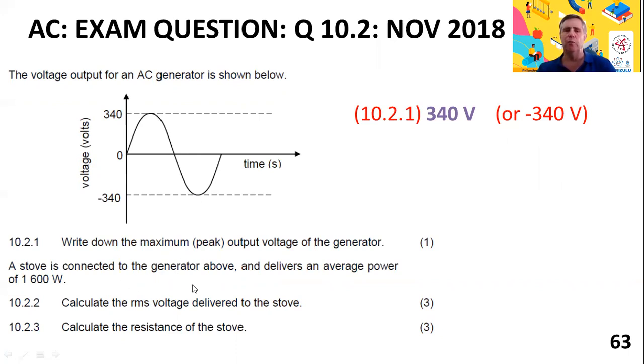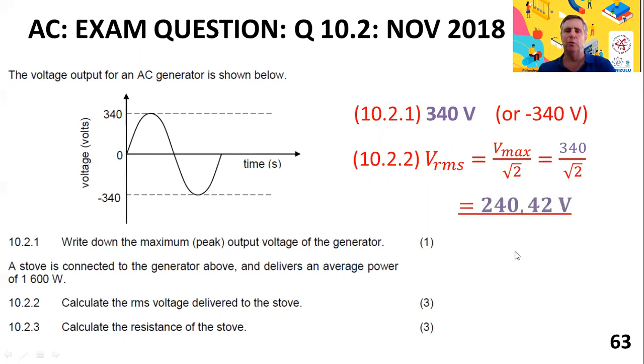Now they tell you a stove is connected to the generator and delivers an average power of 1600 watts. Calculate the RMS voltage delivered to the stove. Now, that's not difficult. VRMS, you should know from your data sheets. It's quite simple. Only 3 marks: Vmax over root 2. Vmax we get from the previous question. So it's 340 over root 2, which is 240.42 volts.